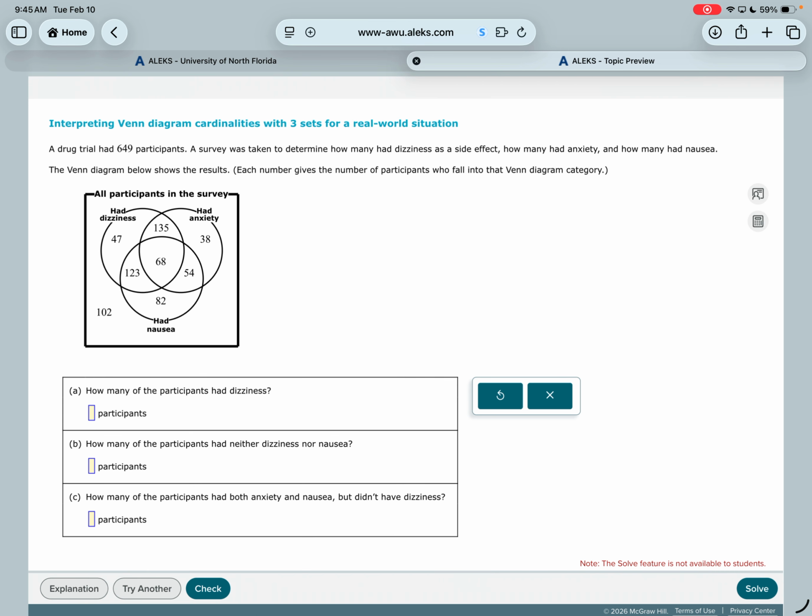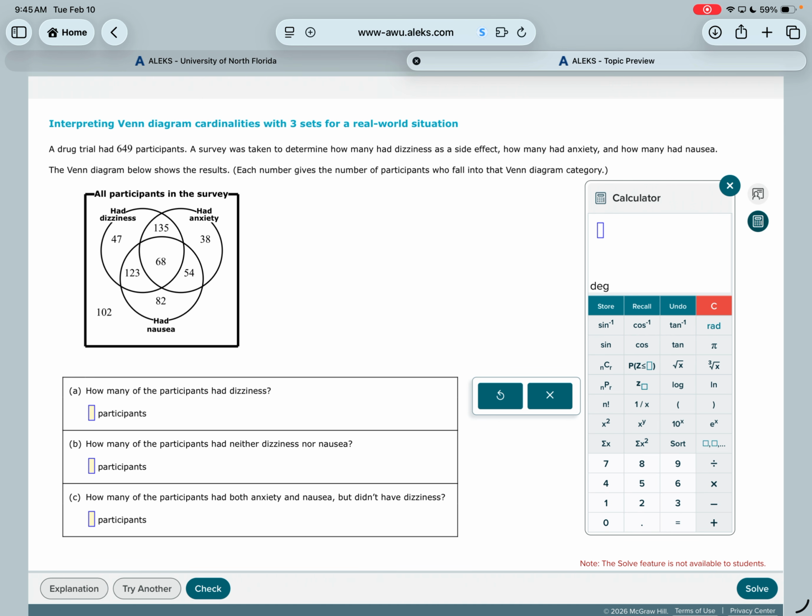How many of the participants had dizziness? Okay. So I'm going to add up everything in the dizziness circle. I add up all four of these numbers. I don't care if they had anxiety and nausea too. I want everything in the dizziness circle. So I add all those up. Man, keep hitting the wrong button. And I get 373.